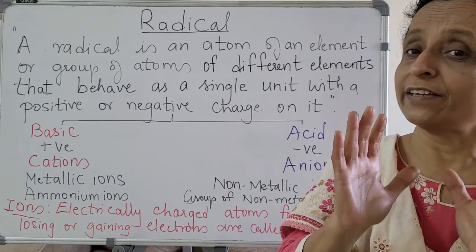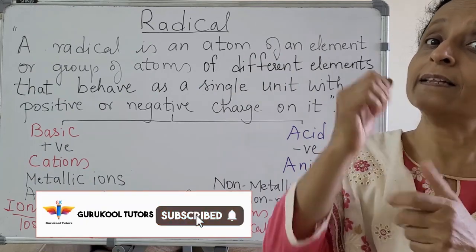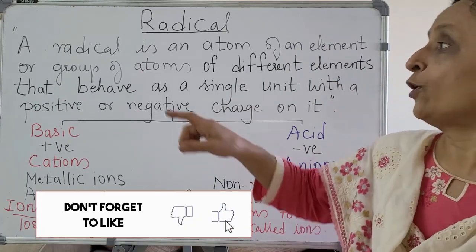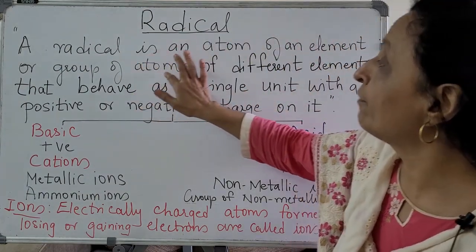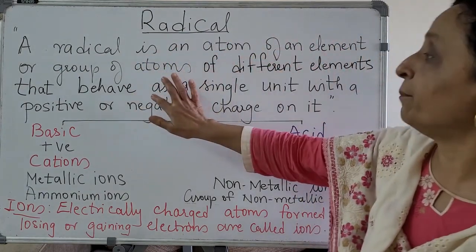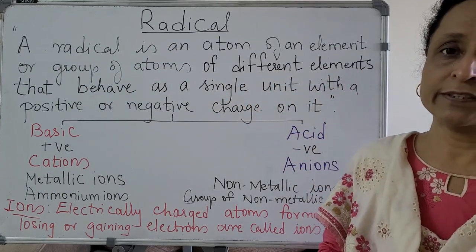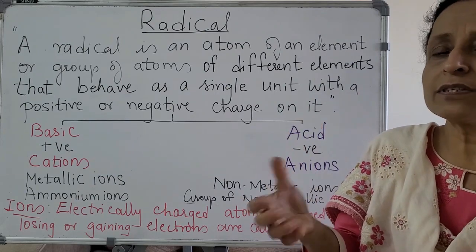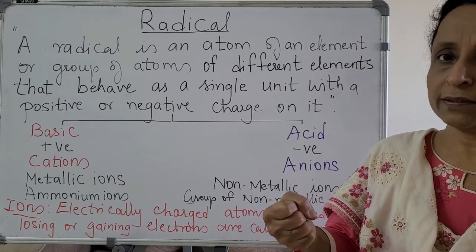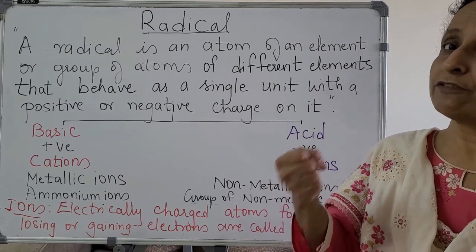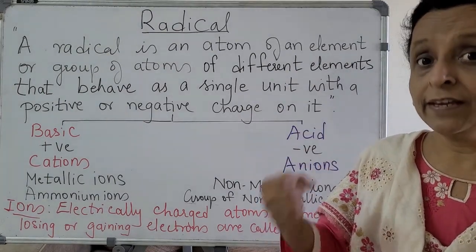Then you should know that they are charged atoms, and a group of atoms together develop one charge. So here a radical is an atom of an element or group of atoms of different elements that behave as a single unit with a positive or negative charge on it. So it will have either positive or negative. So one atom or group of atoms behaving as one. So they'll have positive or negative charge, and that is why they are known as radicals.